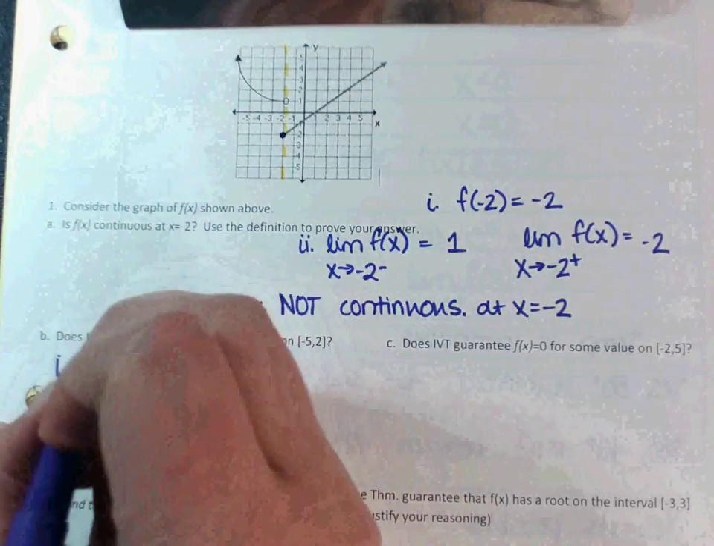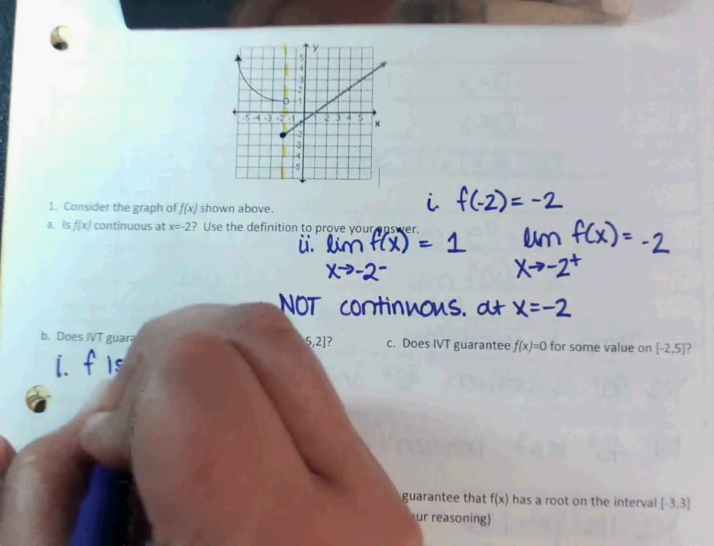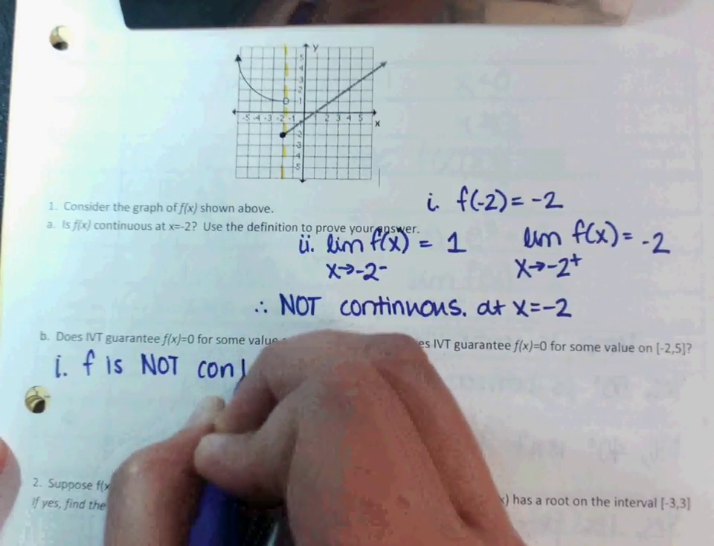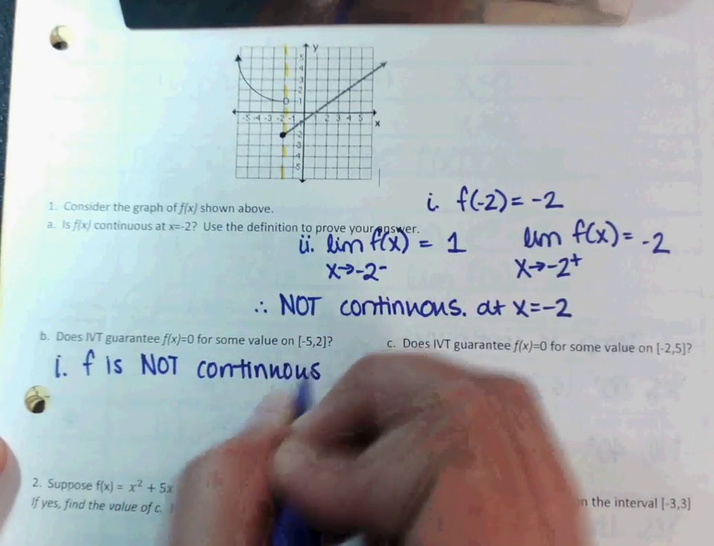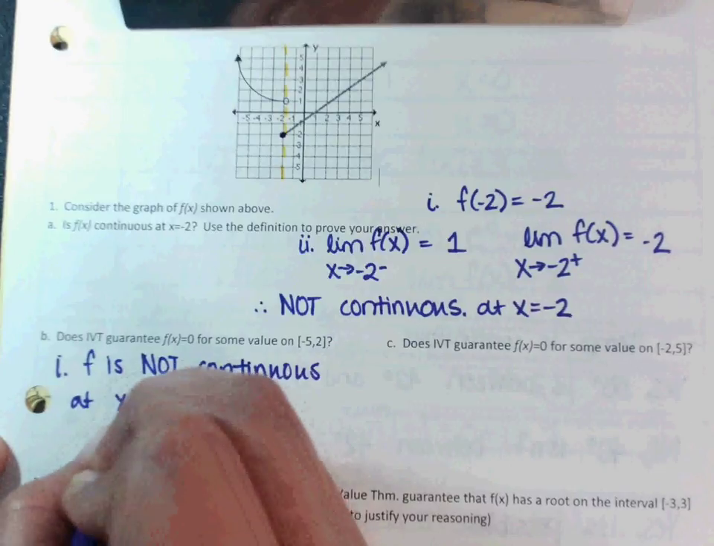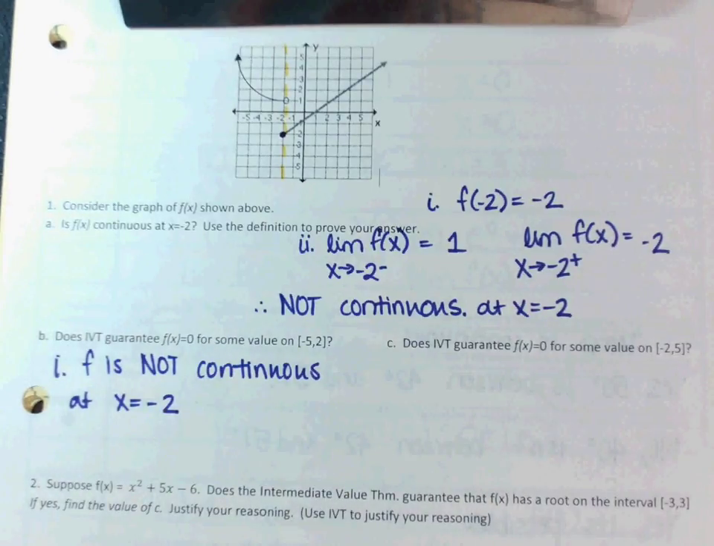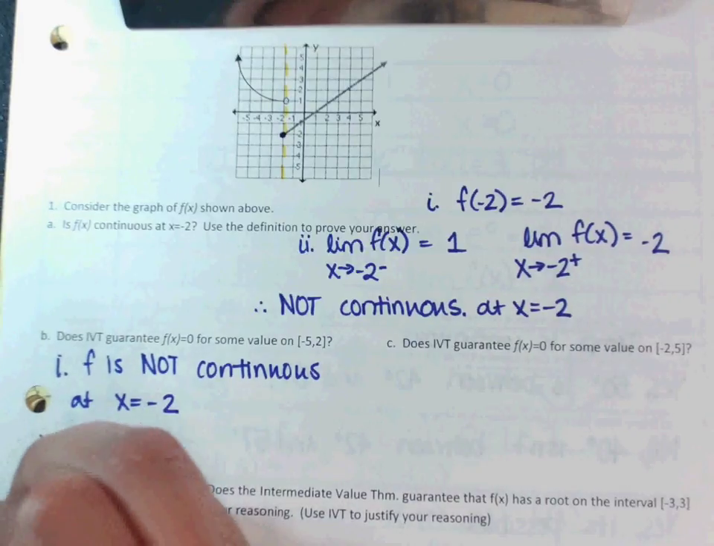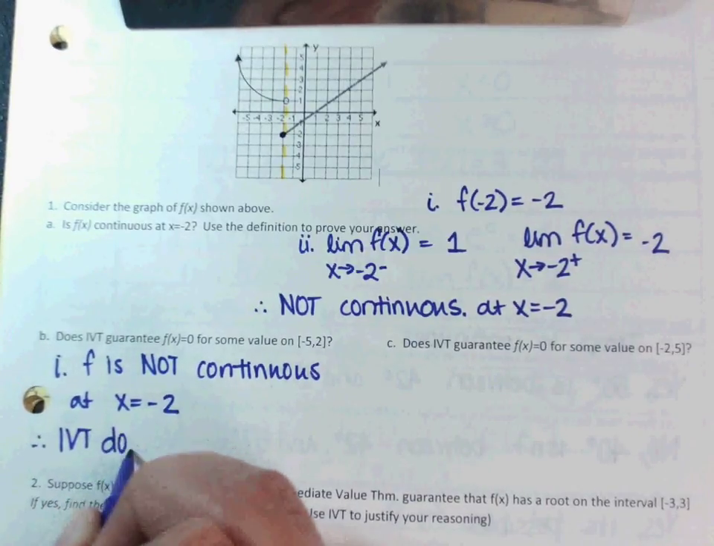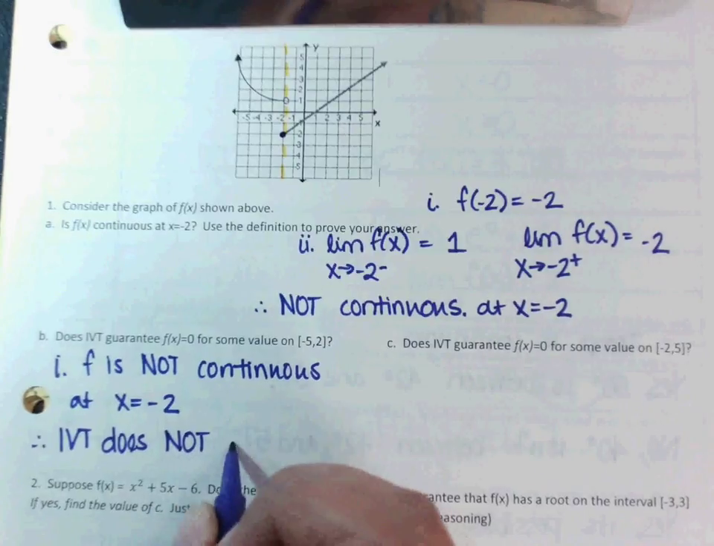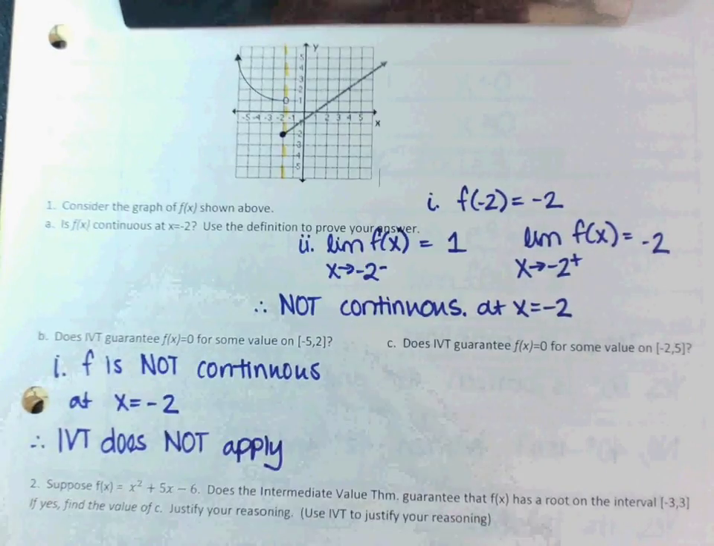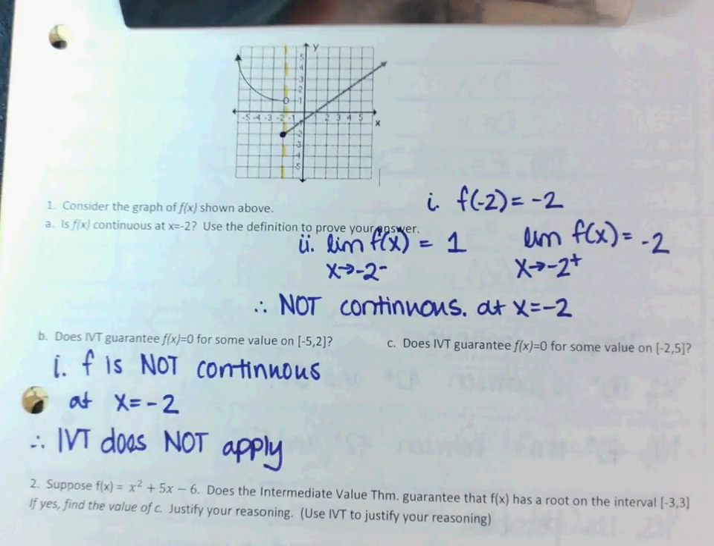So you'd say f is not continuous at x equals negative 2. And remember, the reason that matters is because negative 2 is on your interval. If we weren't looking at the part with the break, it would be okay. So therefore, IVT does not apply. If you would like to use DNA as an abbreviation for does not apply, that's fine.